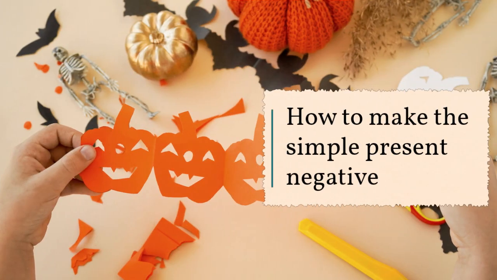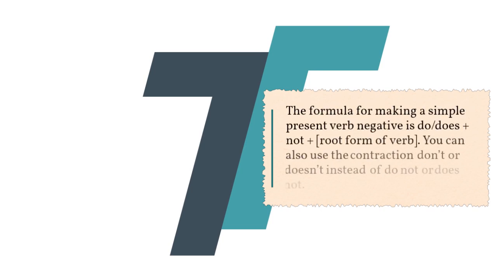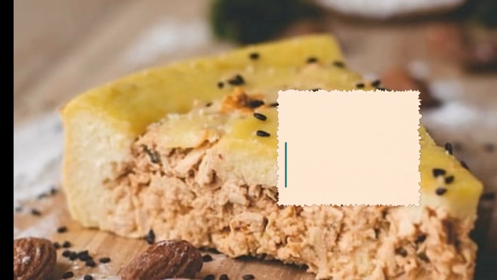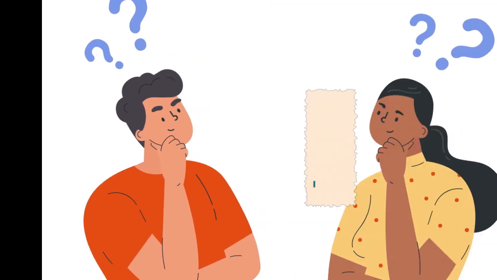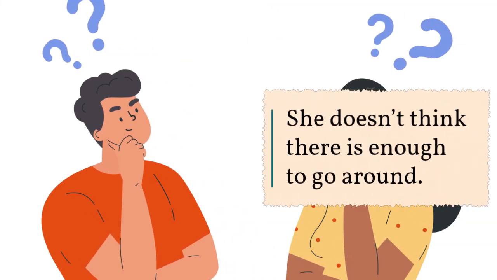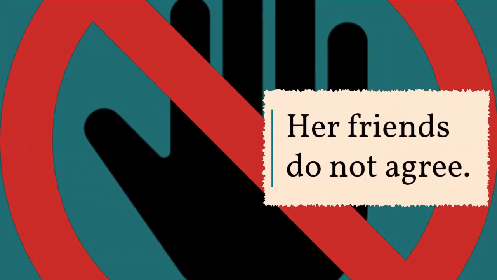How to make the simple present negative. The formula for making a simple present verb negative is do, does plus not plus root form of verb. You can also use the contraction don't or doesn't instead of do not or does not. Pauline does not want to share the pie. She doesn't think there is enough to go around. Her friends do not agree. I don't want pie anyway.